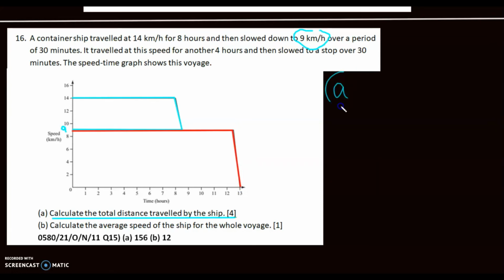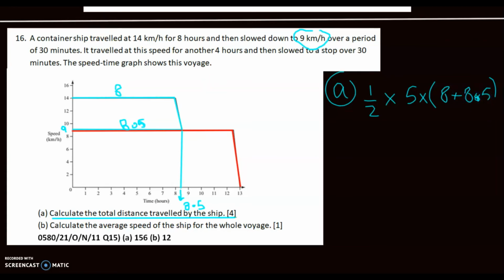So for part A, the upper area is half times height. Height is from 9 till 14, so that's 5 units, times the sum of parallel sides. The lower side is, how do I know that? Again, I need to read the data for that. So what is this? Let's see. For 8 hours, and then it slows down over a period of 30 minutes. So this is 8:30. This is 8.5 hours. So this length is 8.5 and the upper length is 8. So the lengths of parallel sides are 8 and 8.5.